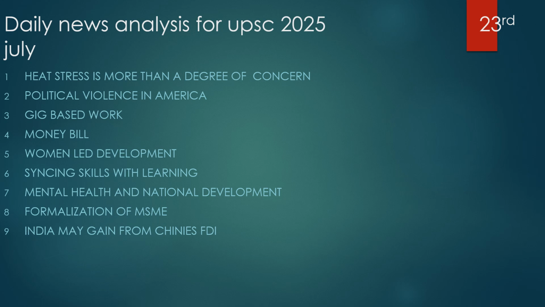2025. It's 23rd July and we are going to discuss these 9 important articles which were in the newspaper. If you look at these articles and you have followed my classes earlier, you would come to know that we had discussed many of them in our previous sessions. But we will take some important points from the articles in the newspaper, so that it will add up to your preparation.